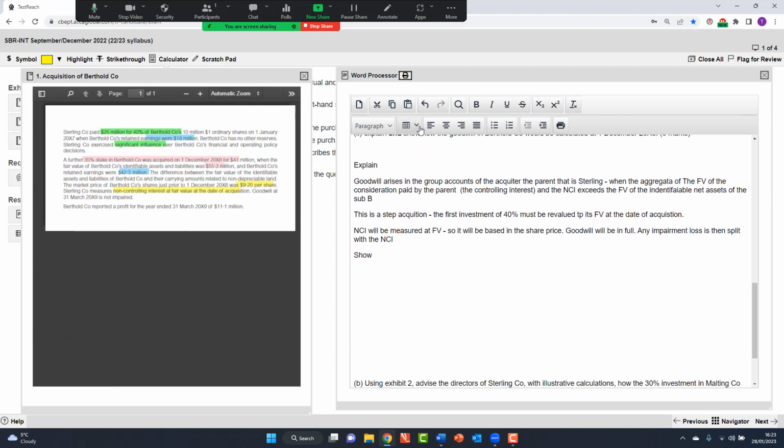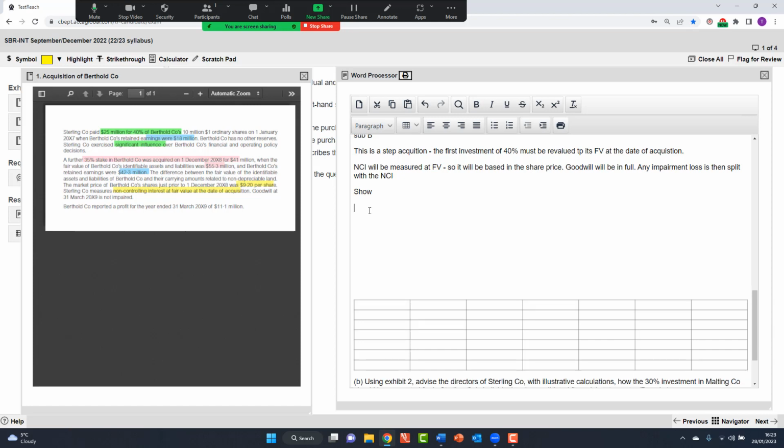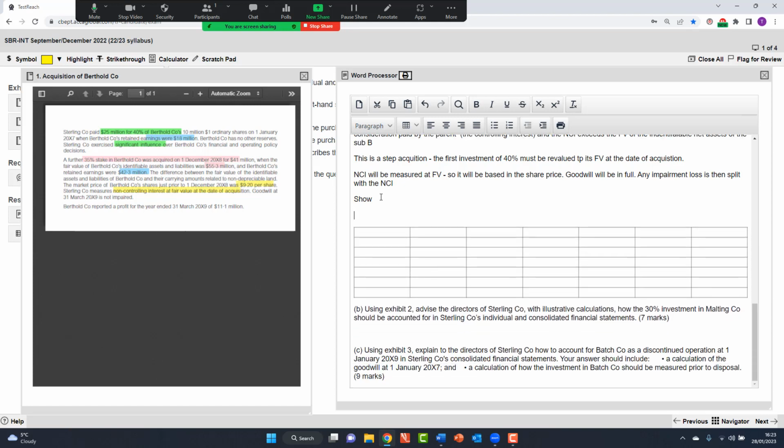Now, again, you could do this if you wanted to in a spreadsheet functionality, or there's no reason why you can't do it here in a simple form. Now, we're doing the goodwill calculation. We're showing how we calculate the goodwill. And if we're doing that, then there's parts to the goodwill. There's 3 parts. So the fair value of the investment.